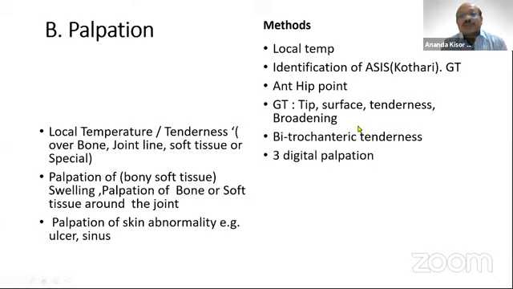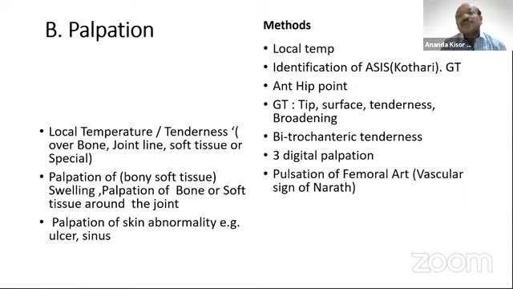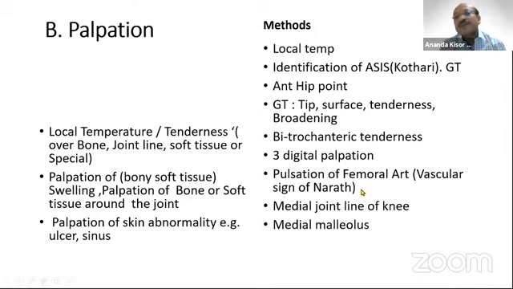Next is the three digital palpation. I already told you, once the GT is diagnosed, it is a three digital palpation. These are all the methods usually asked in the examination. Next, the pulsation of the femoral artery is already told. What is the vascular sign of Narath? Basically, if the femoral arterial pulsation is normally palpable, and equally palpable, the vascular sign of Narath is usually negative.